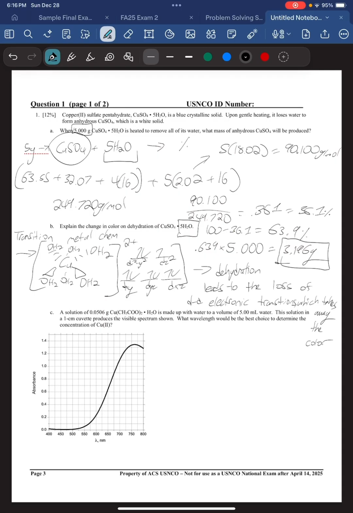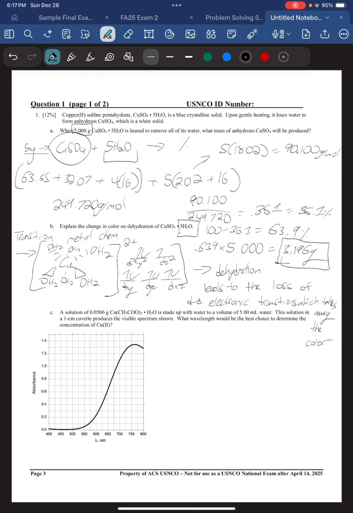All right, so let's try part C. A solution of 0.0506 gram of copper 2 acetate hydrate is made up with water to a volume of 5 milliliters of water. The solution is in a 1 centimeter cuvette, which produces the visible spectrum shown. What wavelength should be the best choice to determine the concentration of copper 2?